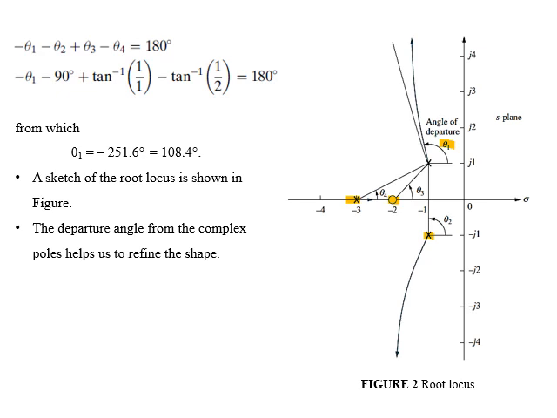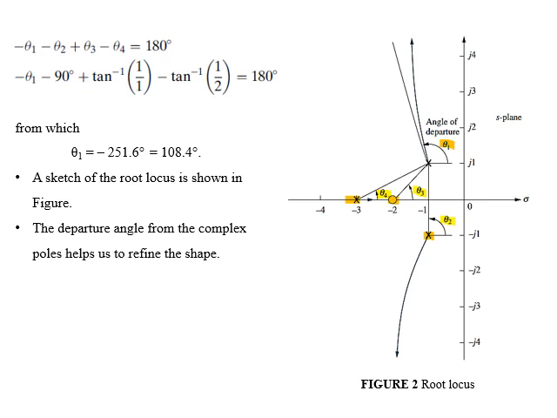The angle of departure will be theta 1. The angle made by the pole at 1 minus j will be theta 2. The angle with the zero at minus 2 will be theta 3, and the angle with the pole at minus 3 will be represented by theta 4.